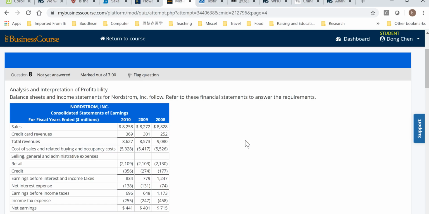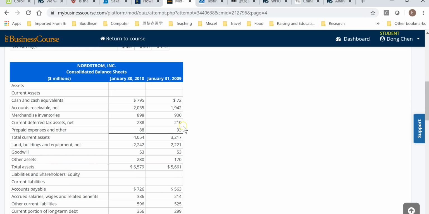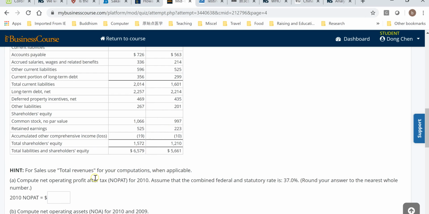This is question number 8 of the midterm exam. Analysis and interpretation of profitability, balance sheets and income statements for Nordstrom Incorporation follows. Refer to these financial statements to answer the requirements. So we're provided with the income statement for 3 years and the balance sheets for 2 years of this firm.